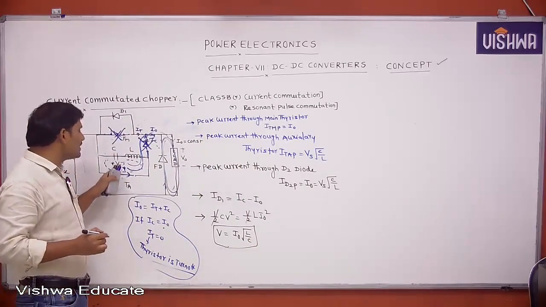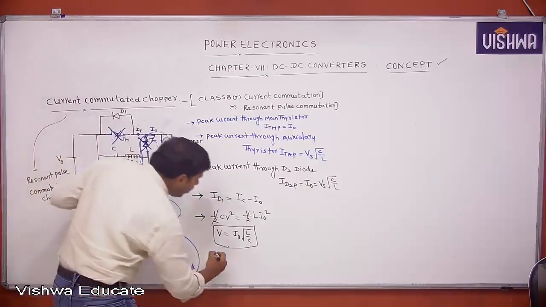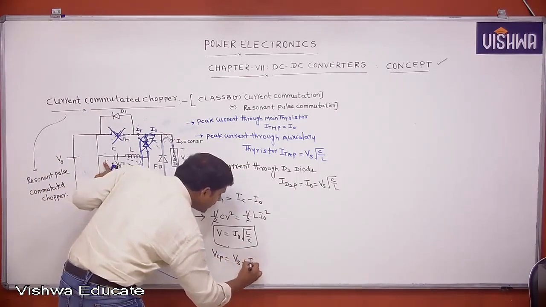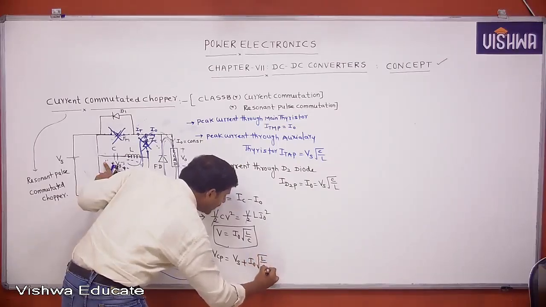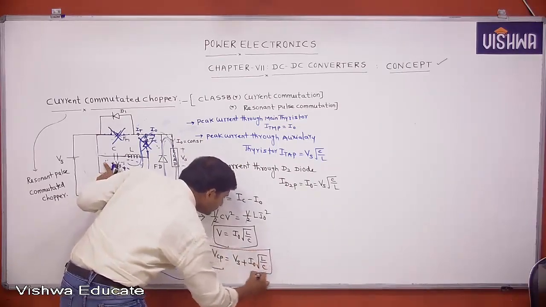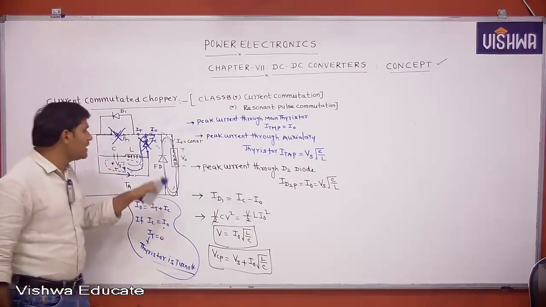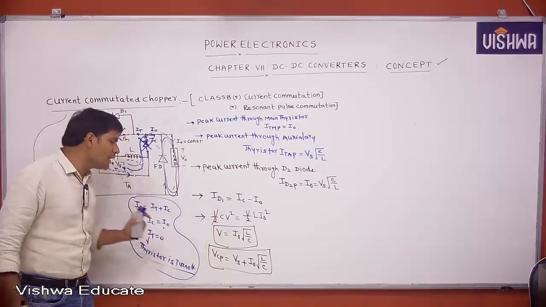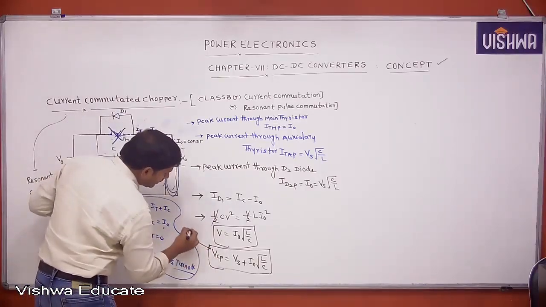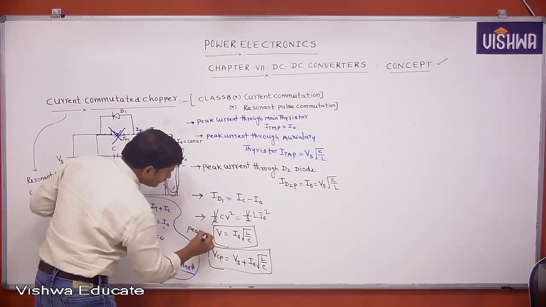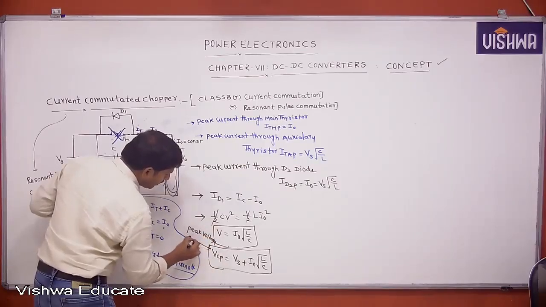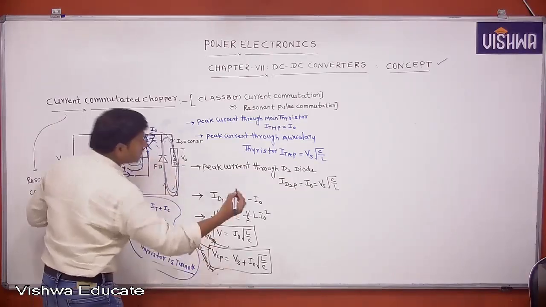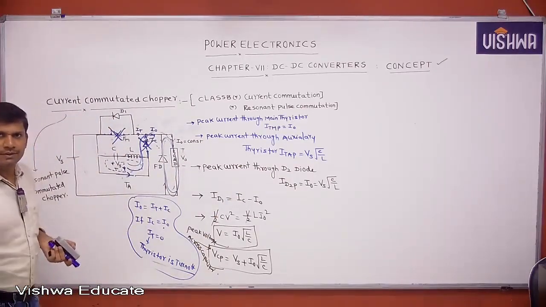Already, what is the voltage across the capacitor? Vs. Then what is the peak voltage across the capacitor? The peak voltage across the capacitor is Vs plus I0 into square root of L by C. Because of energy transferred from inductor to capacitor, this much rise in voltage is present in the capacitor. This is the peak voltage across the capacitor.